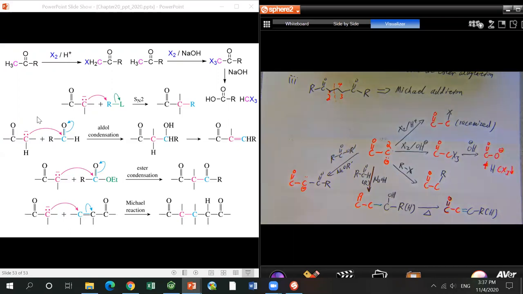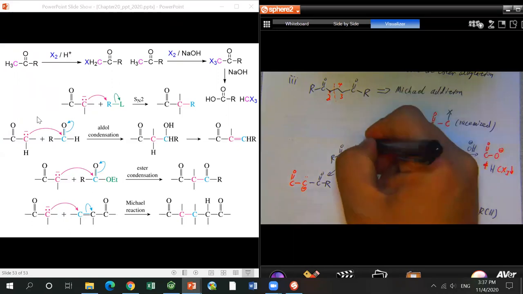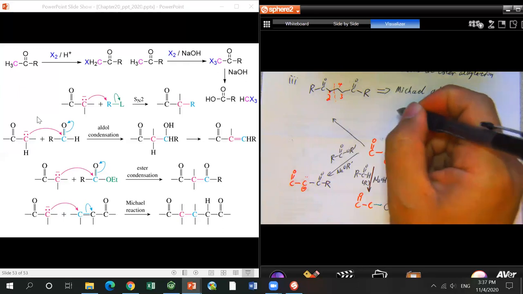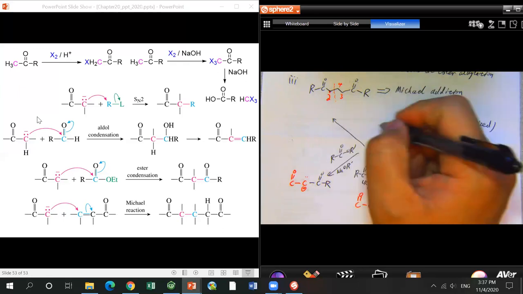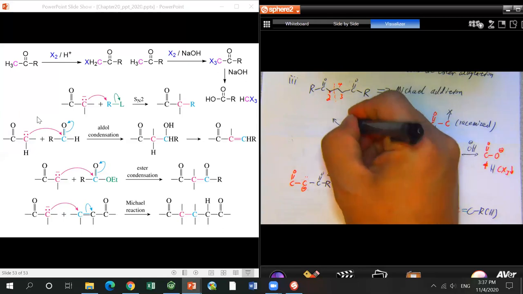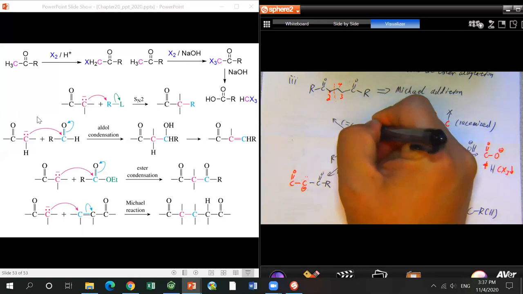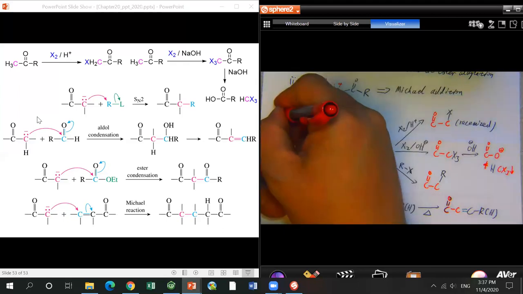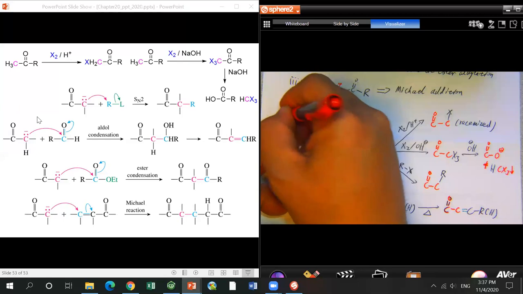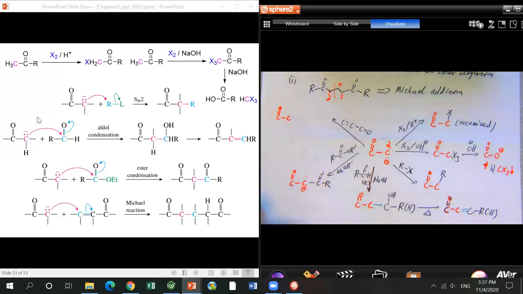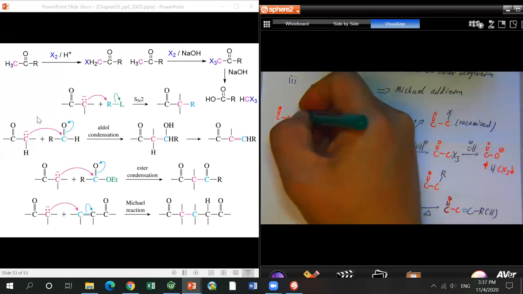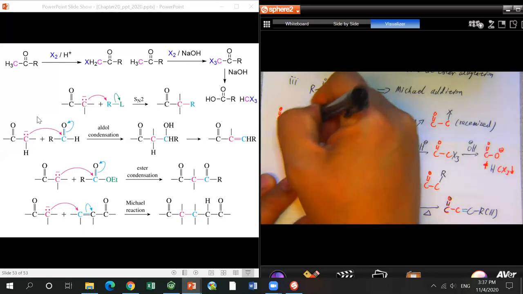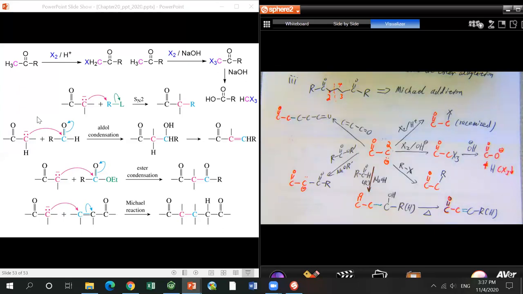All right, and then the last reaction, Michael addition. In the Michael addition, the alpha carbon does a one-four addition to an alpha-beta unsaturated ketone. After the reaction is done, you build a bond between the alpha carbon and the fourth carbon of the alpha-beta unsaturated ketone. Something like this.